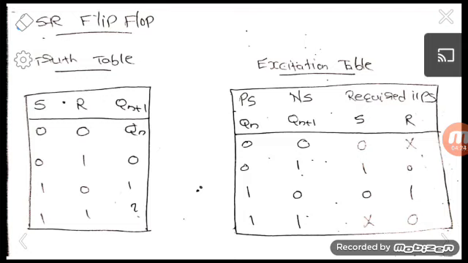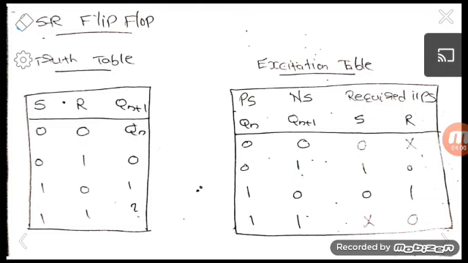For the next condition, that is 0 to 1, the present state is 0 and we want to change it to 1. What are the possible inputs here? By observing the truth table, we know that for this condition, when S equal to 1 and R equal to 0, our output will always be 1, whatever may be the previous output. So here the output is changing from 0 to 1.